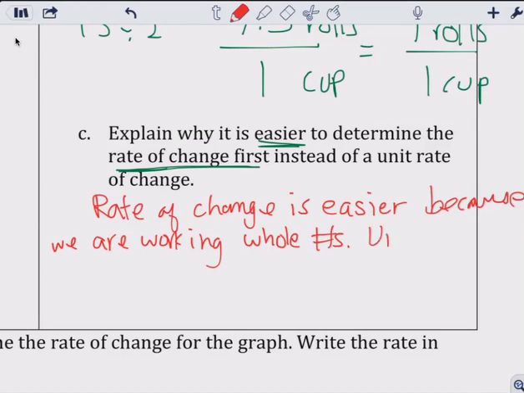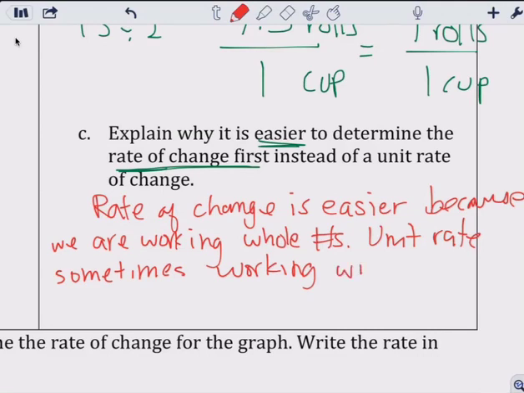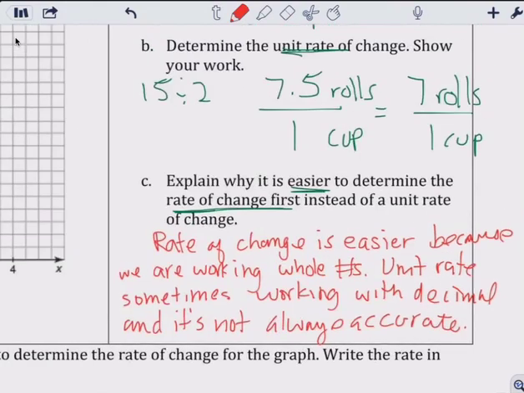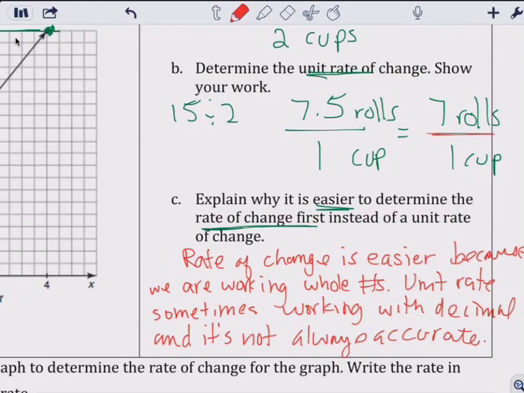And unit rate sometimes works with fractions, or in this case decimals, and it's not always accurate. In this example, 7 rolls is not accurate. We had to round because you can't have half of a roll.